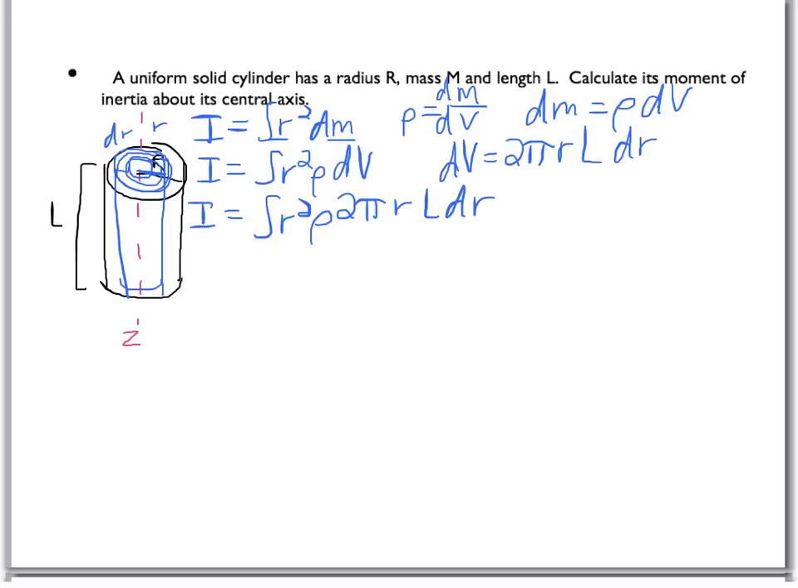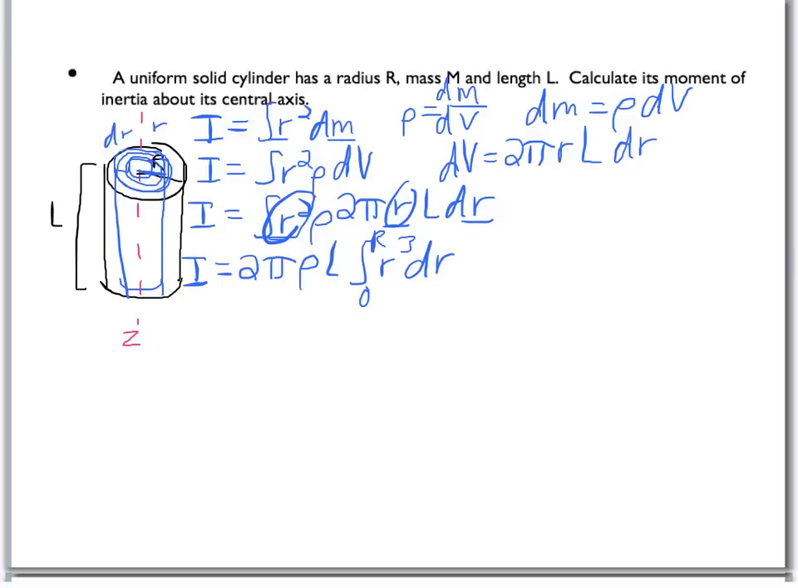And finally, we have variables that match up, r's and a dr. Anything that is a constant could be pulled outside of the integral. So our 2 pi can come outside, our rho, the L can come outside, and now we're integrating. There's 2 r's here and another one there, so we're integrating an r to the third dr. And we would do this integral from 0 all the way out to the edge of the cylinder, which is all the way out to capital R.